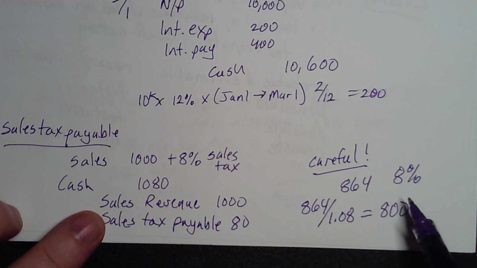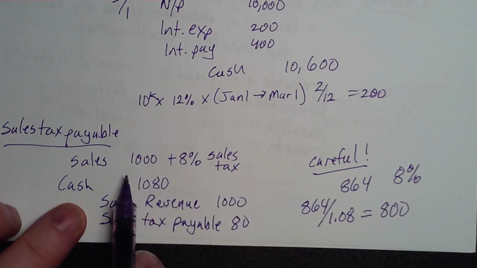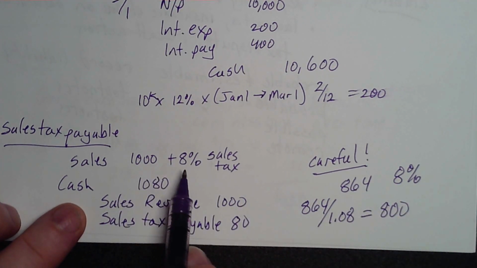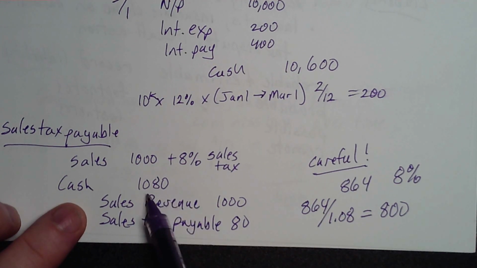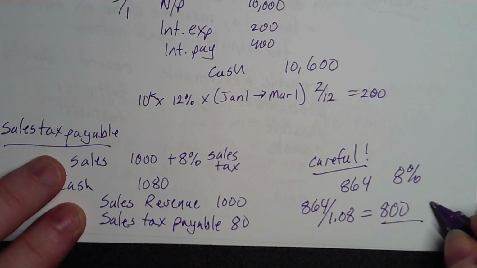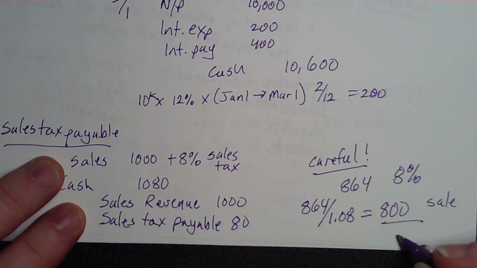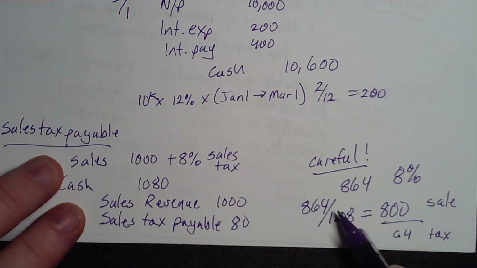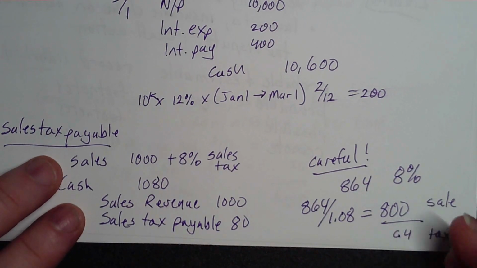Well, you may not know exactly how to approach that, but remember, if we did 1,000 times 1.08 to get to the 1080, well, we can back figure that by dividing by 1 plus the sales tax to get what this is, the sale, and then therefore the 64 would be the tax. So just remember, whenever the question is asking you what's the sale or what's the tax based upon the total number, and they don't give you a breakdown, you divide by 1 point, whatever the sales tax is.